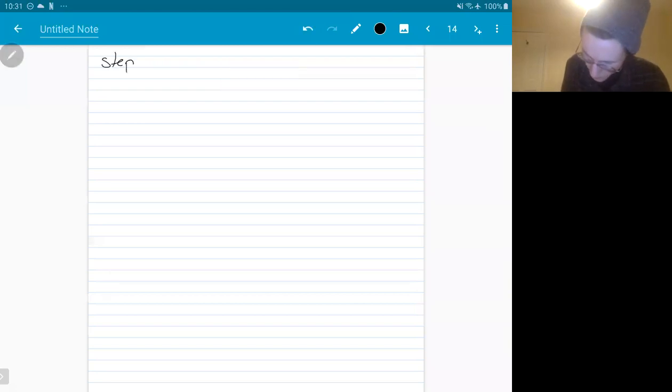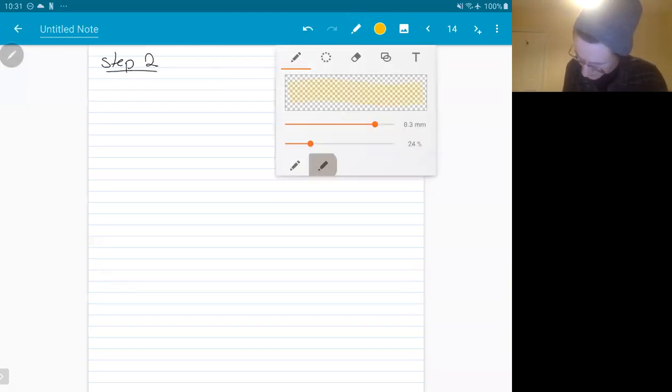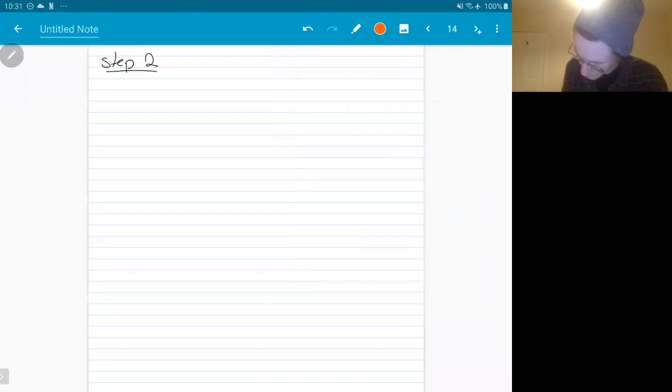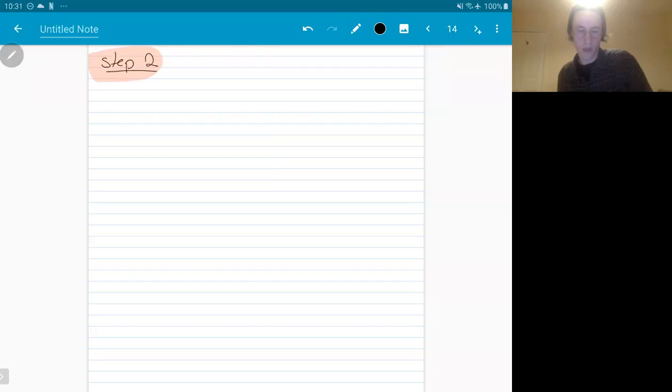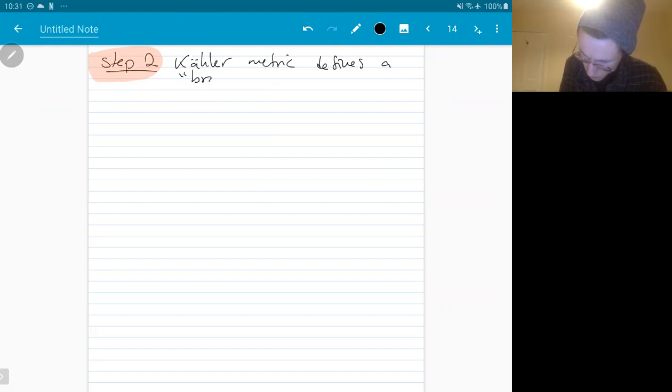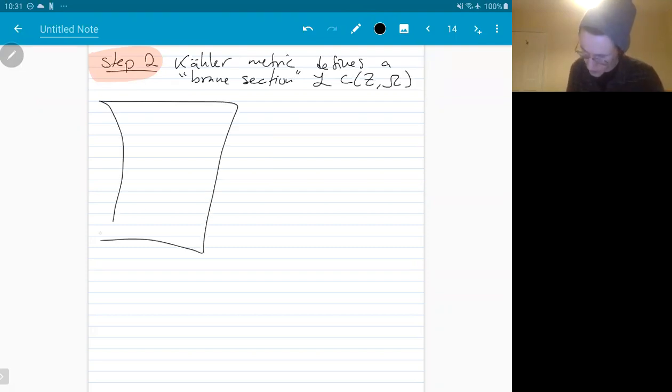Step 2, so step 2 is that the Kähler metric defines what I'll call a brane section L inside of (Z, omega). So here's Z.